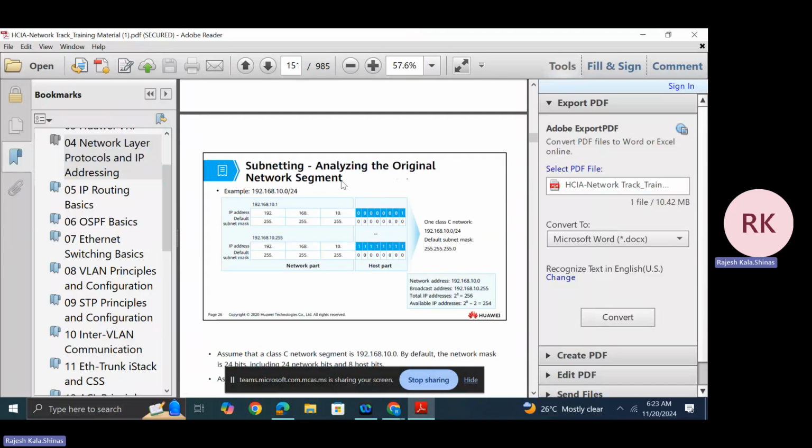I'm going to give an example of how we subnet. Here I have a network 192.168.10.0/24, the default class network. 24 means the first 24 bits are network, the last 8 are host. So the first IP will be 192.168.10.1, and the last one will be 192.168.10.254. The broadcast IP is 255. So we have 254 IP addresses.